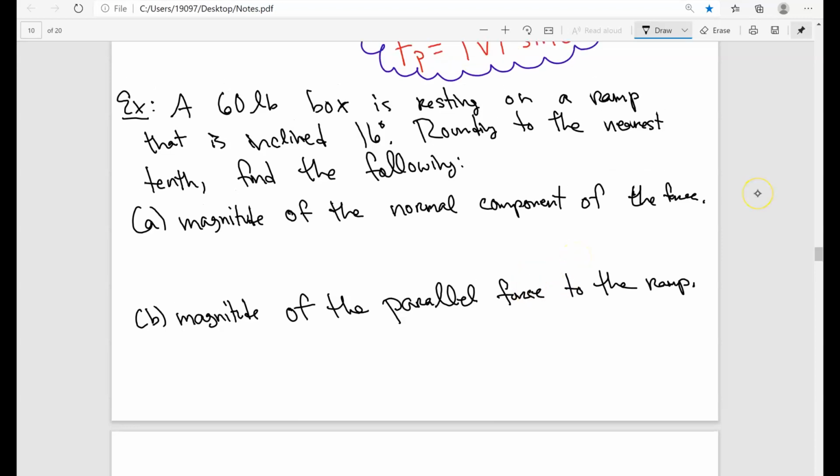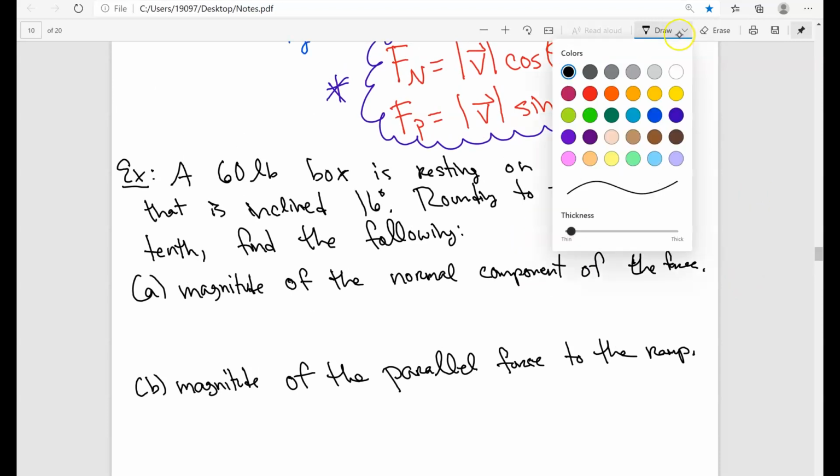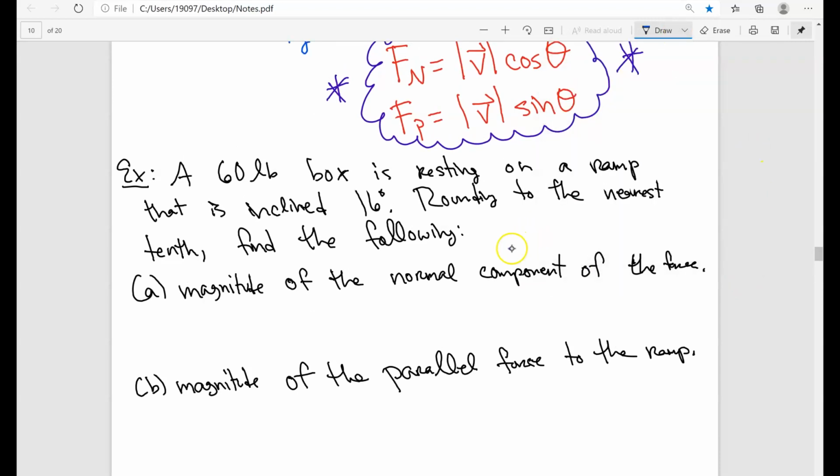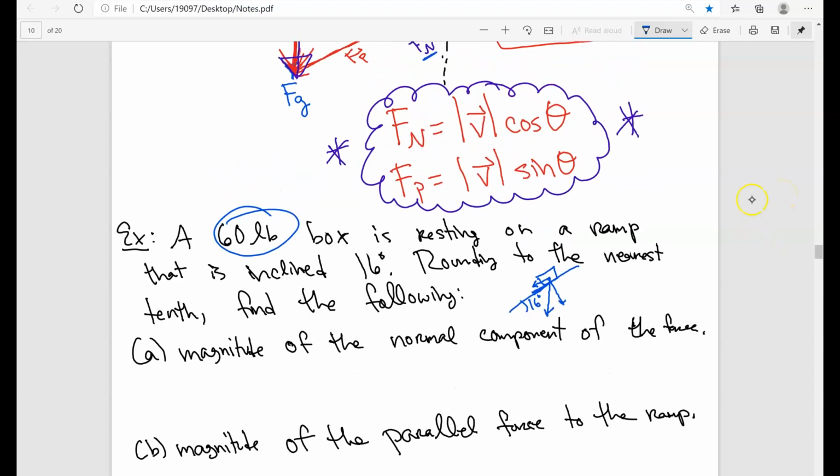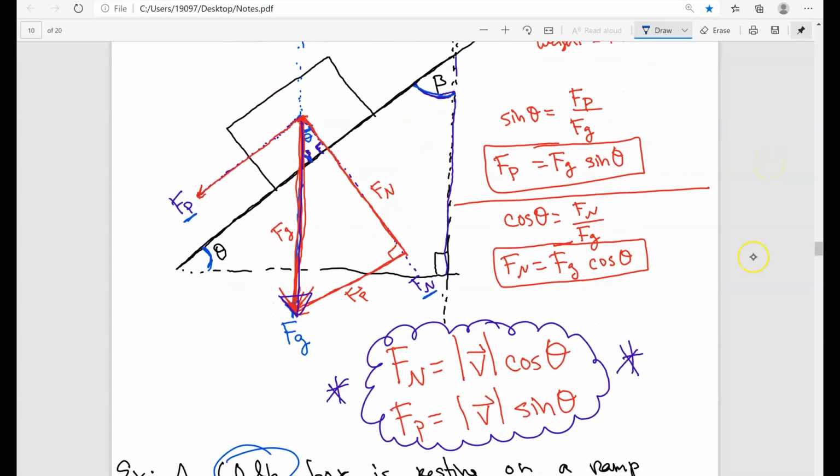So basically we have the same scenario. You have this box that's resting on an incline at 16 degrees, and then you have the force due to gravity. We know what that is. The magnitude is going to be 60 pounds. So that's the weight. You want to find the normal force, which is perpendicular, and you also want to find the parallel force, which is parallel to the ramp. Luckily, we have those formulas already, so we don't have to rederive them again.